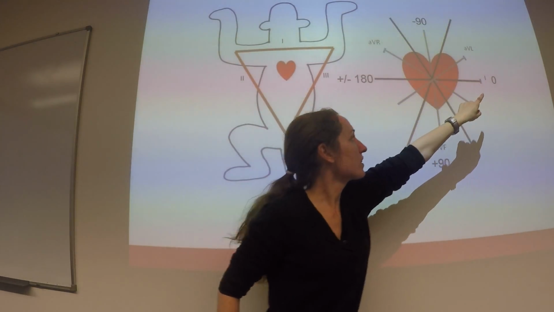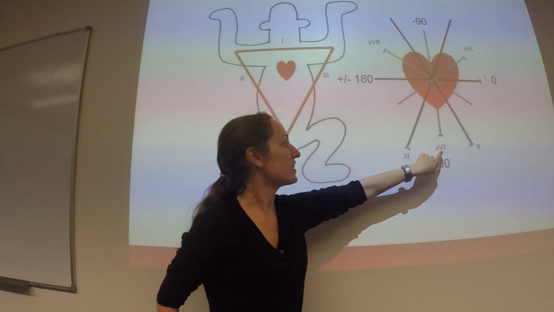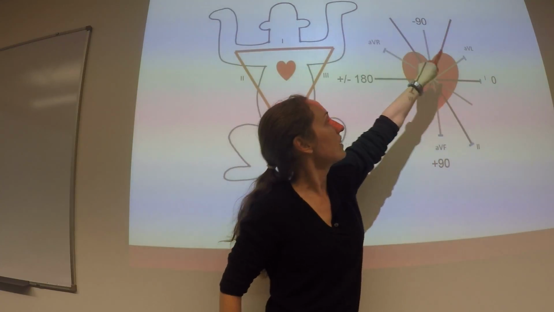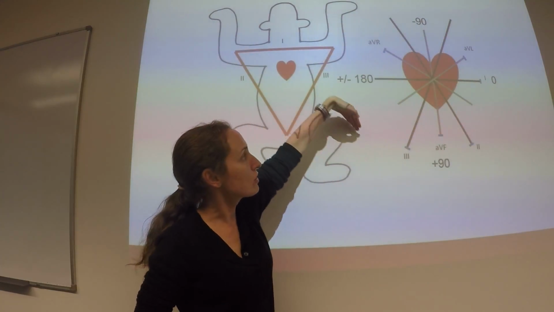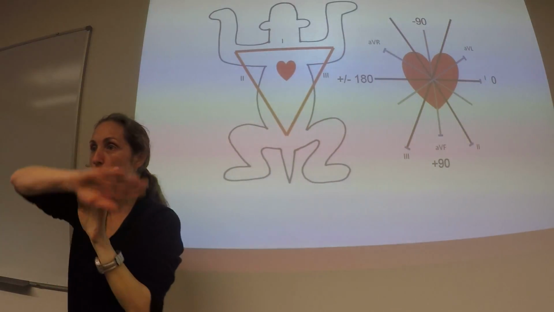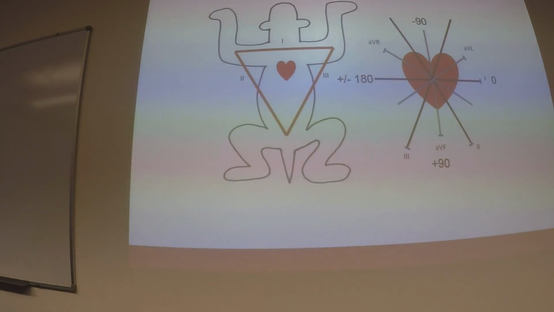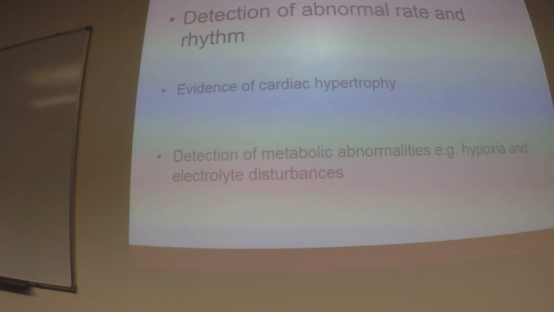Lead 1, 2, AVF, 3, AVR, and AVL. That's why you are trying to look at the heart from different points of view, covering an axis of 6 points. So I've just explained electrophysiology. How does it work? We've mentioned the SA node, internodal tract, AV node, His bundle, Purkinje fibers. We mentioned the synchrony of the heart.